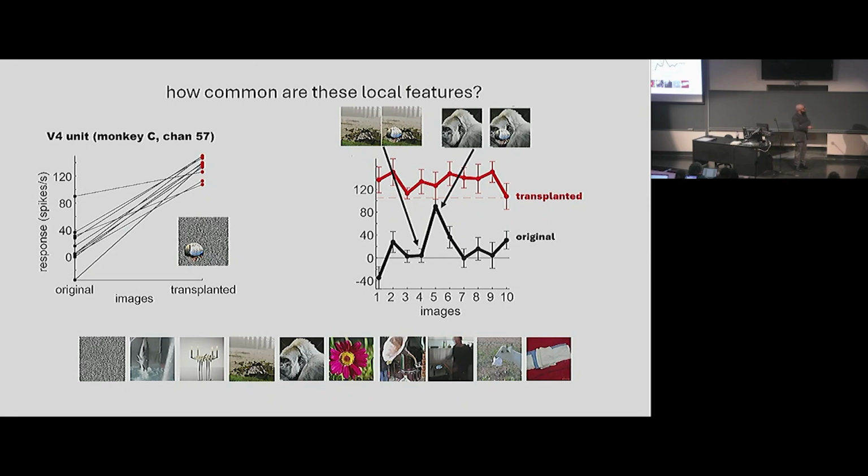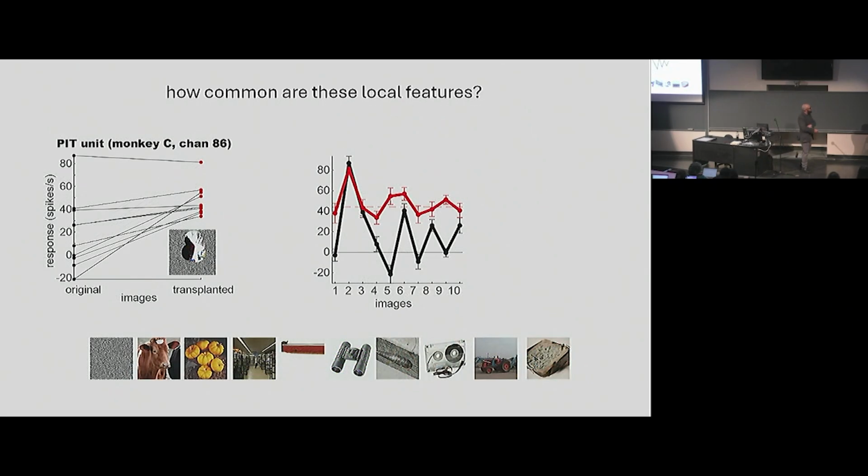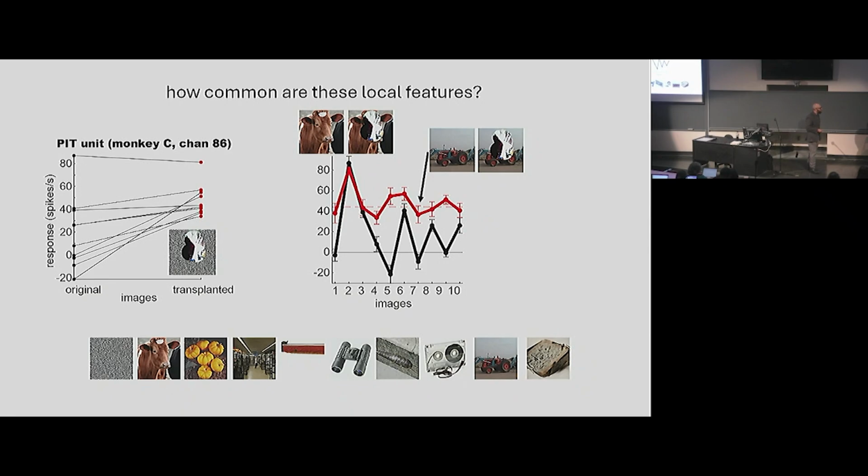And as you can see, this local feature that the neuron cared about right at the edge of the face was already present in a lot of these images. So here's another example. This neuron actually was doing pretty well with the random image as well. And when you see why, you see that it's because that was a contour that was already present in this picture of a cow.